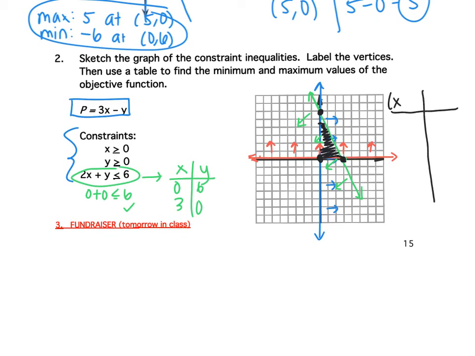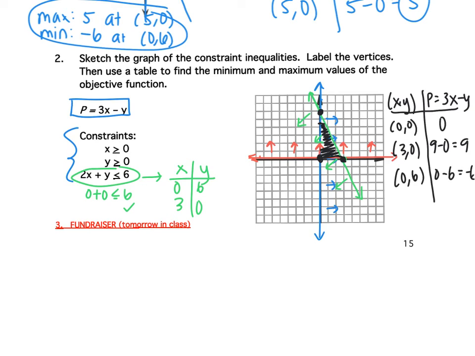On one side, we're going to put the points. On the other side, we're going to plug them into our objective function. So one of the points is (0, 0). One of the points is (3, 0). And one of the points is (0, 6). If I plug (0, 0) in, I just get 0. If I plug in (3, 0), I have 3 times 3, which is 9, minus 0, which will give me 9. If I plug in (0, 6), 3 times 0 is 0, minus 6 will give me negative 6.